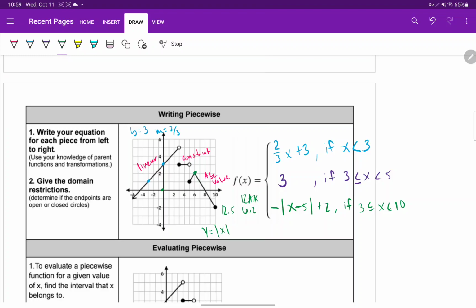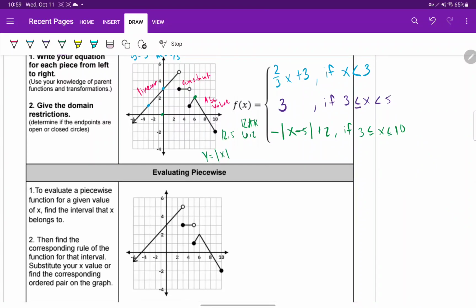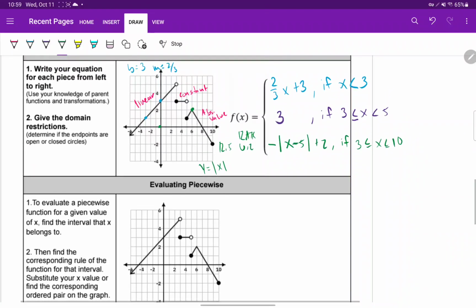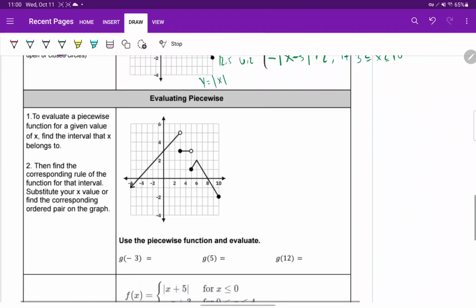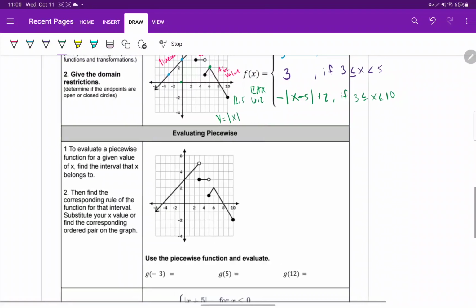All right, to evaluate the piecewise function, it says to evaluate a piecewise function for a given value of x, find the interval that x belongs to, then find the corresponding rule of the function for that interval, substitute your x value, or find the corresponding ordered pair on the graph. Okay, so now you'll notice these two pictures are the same, and I've written rules, right? I've written the equations with the restrictions. Okay, so this one right here says use the piecewise function and evaluate it.